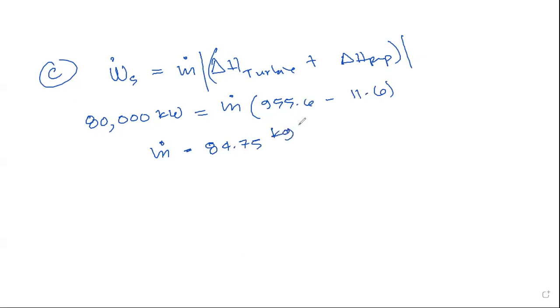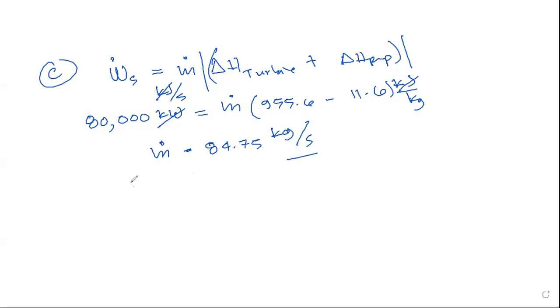Why kilograms per second? Because the 955.6 and the 11.6 have units of kilojoules per kilogram. Kilowatts is the same as kilojoules per second. So the kilojoules cancel out left and right, and the unit becomes kilograms per second. Question? Then the next question is the heating duty.